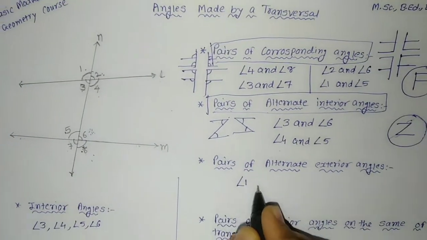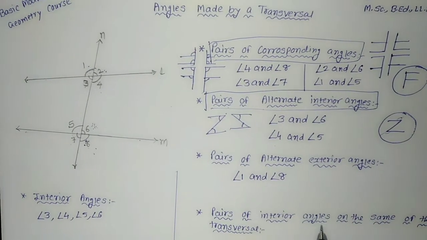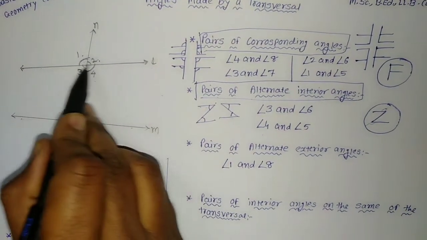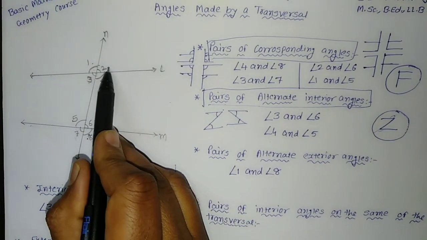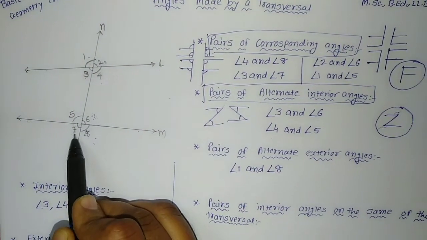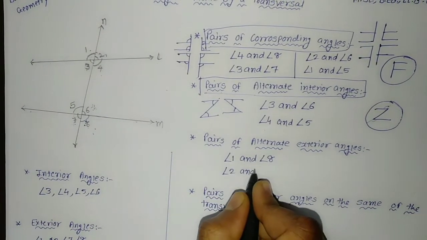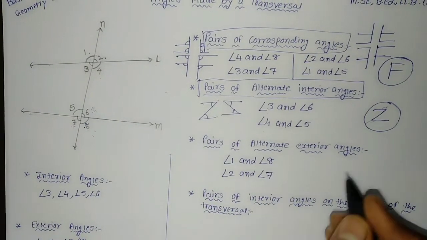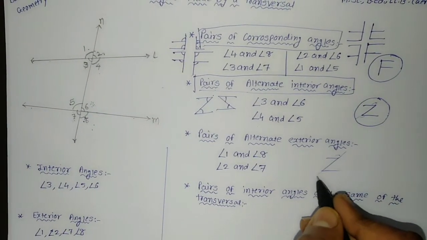I'll write it 1 and 8. Angle 1 and angle 8. In a similar way, if you see this one, as we saw 4 and 5, then you have to see the upper one, that is 2, and here it is 7. So it is 2 and 7. It is also forming above the Z, above and below this one.